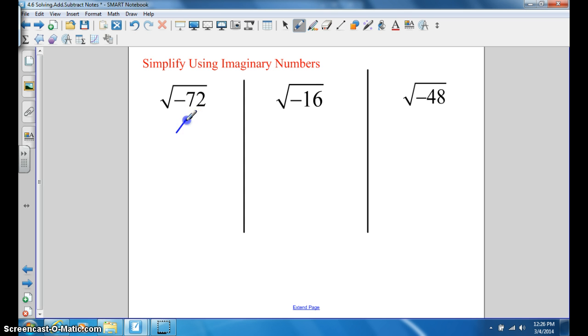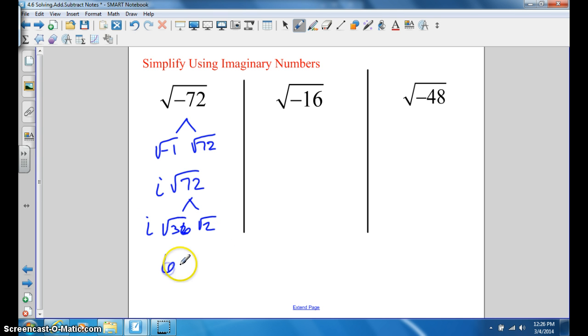To get rid of them, the first thing we need to do is break up the square root of -72 into the square root of -1 times the square root of 72. Now we just went over that the square root of -1 is i, so now we have i root 72. Now we just need to break down 72 like we normally would. That breaks down into the square root of 36 times the square root of 2, and make sure you bring your i with you. The square root of 36 is 6, so we have 6i root 2.